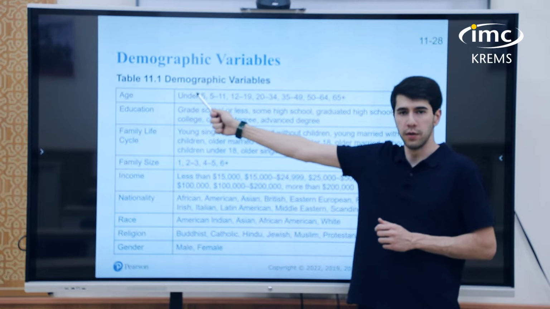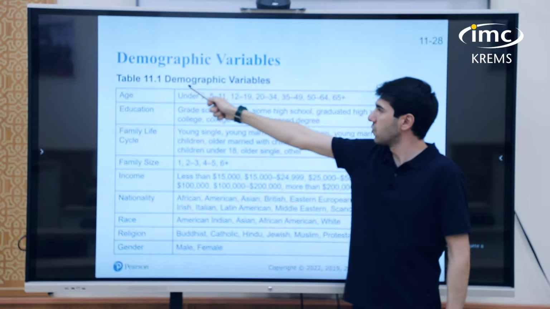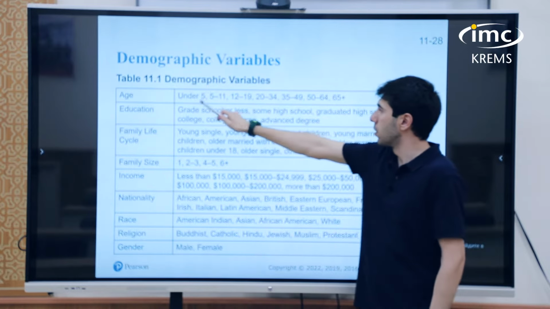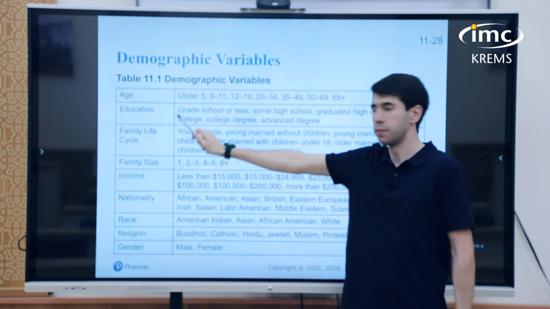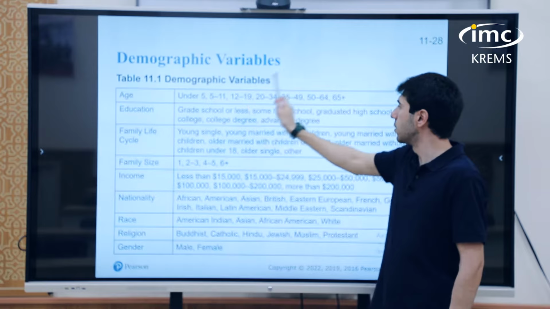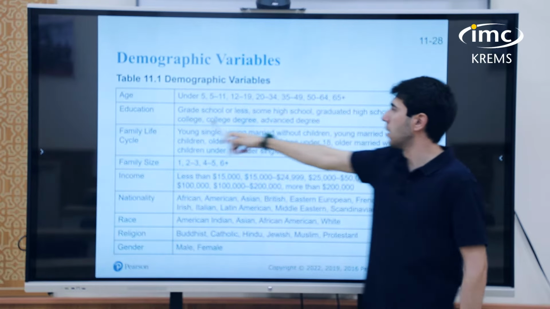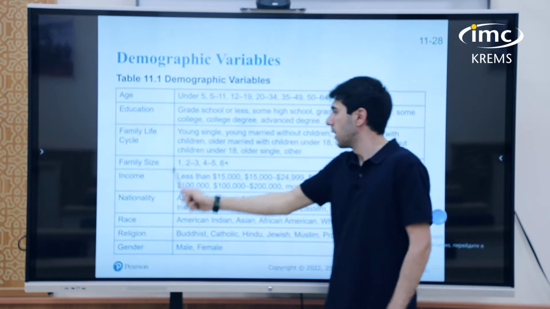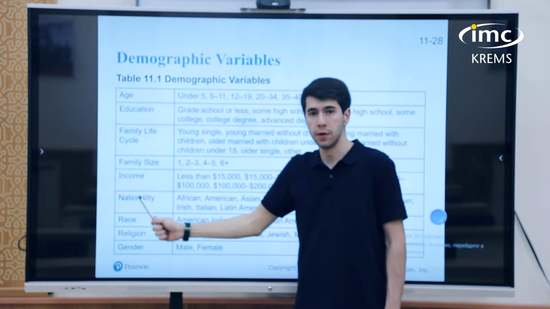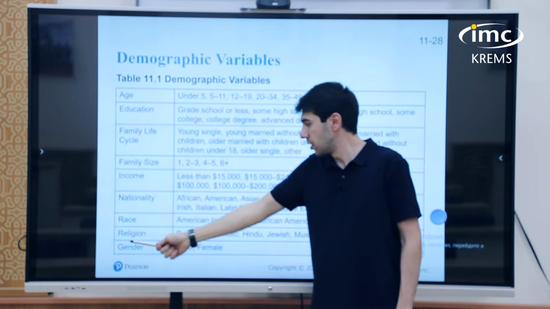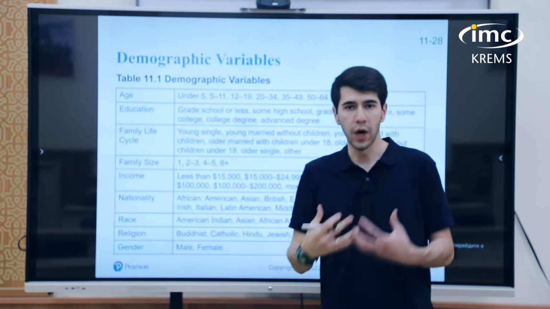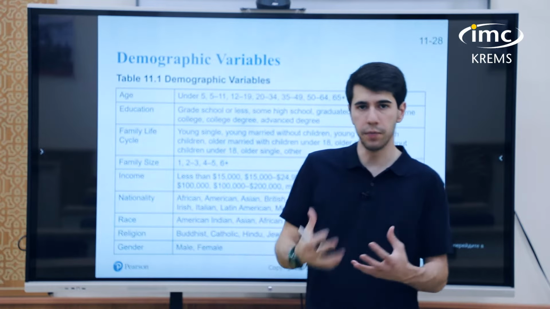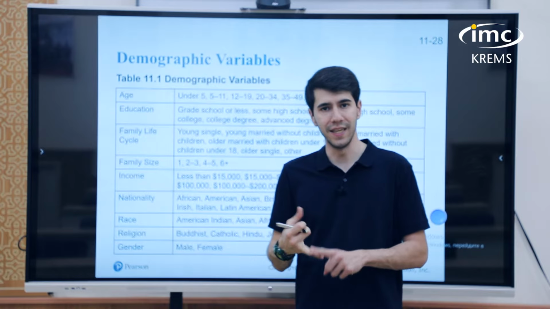As you're able to see, demographic variables are the age. For example, we can divide age under 5, 5 to 11, 12 to 19, 20 to 34, and so on. Then we divide into the education part, family life cycle, family size, income, nationality, race, religion, and gender. So why do we need those units? To understand the market, to understand the people, to understand what they want and what they need.